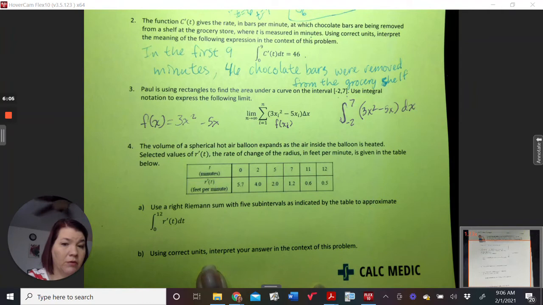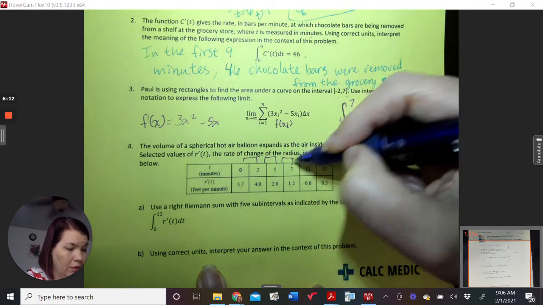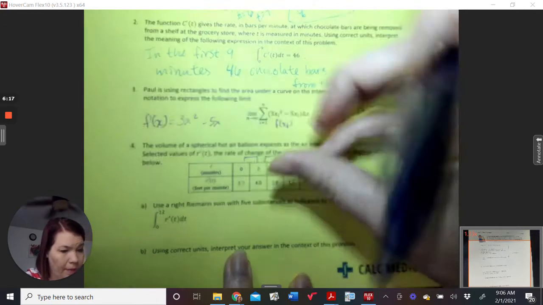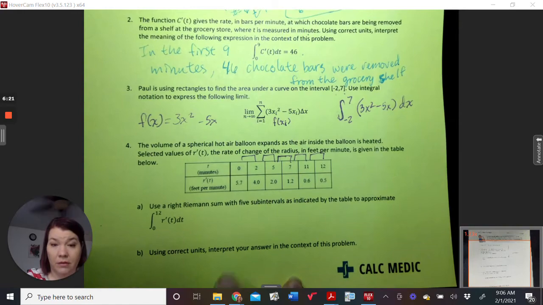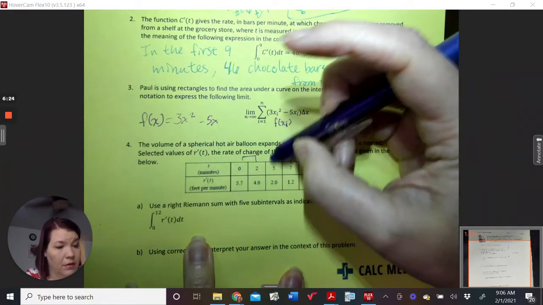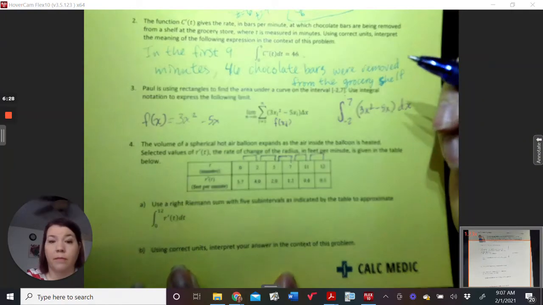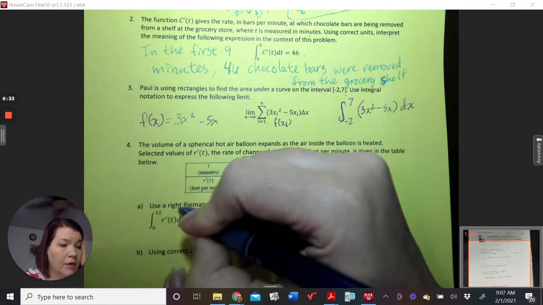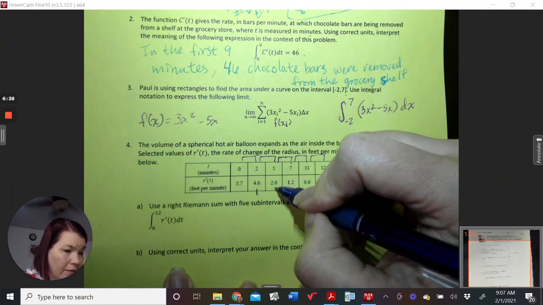So 1, 2, 3, 4, 5. Okay. Then I need to figure out how wide each one is. And I already have the equation. So it's right, so I'm using these numbers. So this is the one being left out because it's right. So this one goes with that, this goes with that.